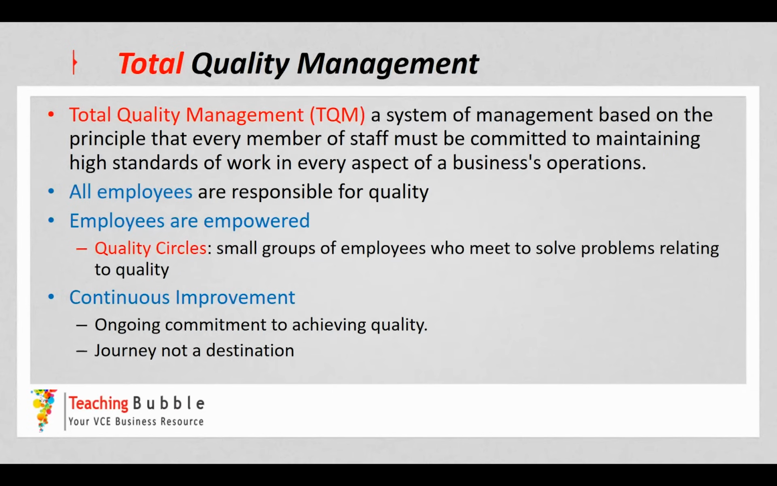The second principle is that the employees are empowered. So they're empowered to look at new ways to improve the quality of the business or the good or service that they are producing. They can do this through quality circles, which are small groups of employees who meet to solve problems relating to quality. So they're empowered to come up with these new ideas on how they can continually improve. And the third principle is continuous improvement. So it's an ongoing commitment to achieving quality within the business, understanding that quality is a journey, not a destination. So they're not actually trying to achieve an end level of quality because they know that they can always improve. So it's based on that real continuous improvement.